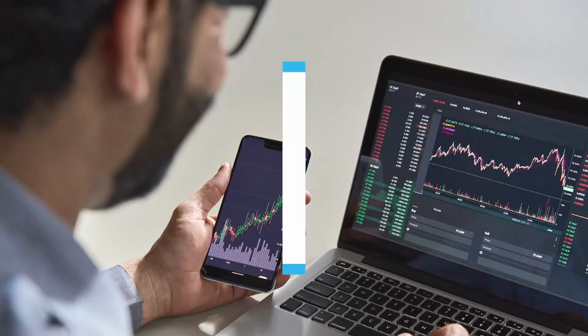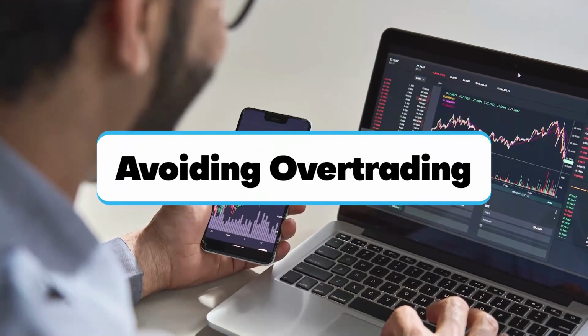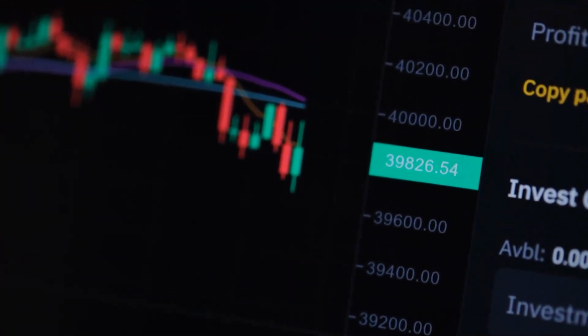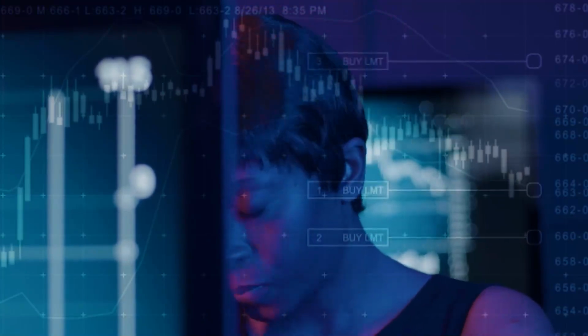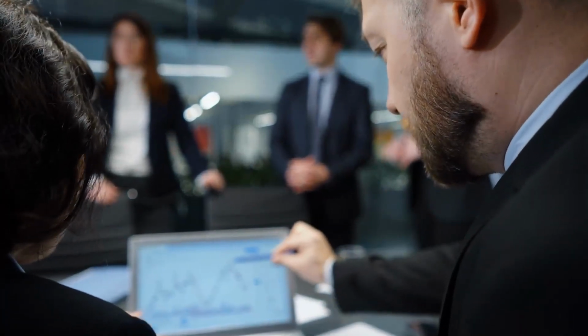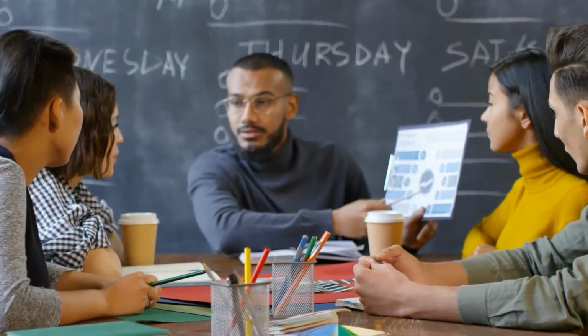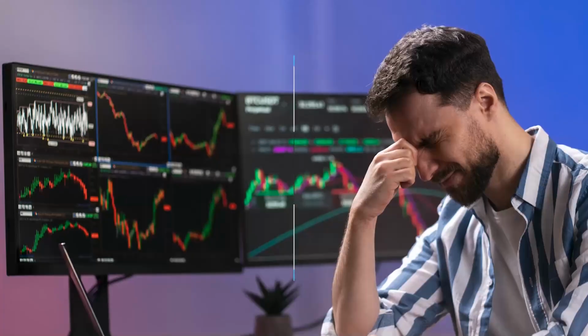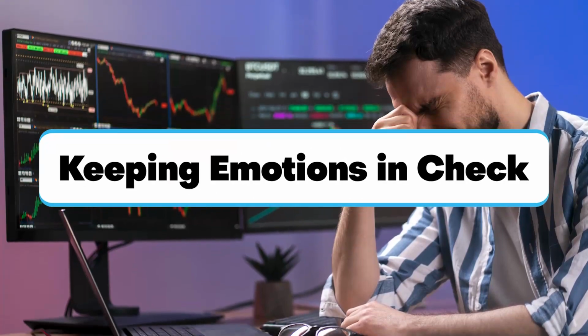Avoiding overtrading. Overtrading is a common mistake that traders make in volatile markets. Overtrading can lead to taking on too much risk, entering trades that are not based on solid strategy, and emotional decision-making. Traders should avoid overtrading by sticking to their trading plan, setting realistic goals, and avoiding the temptation to trade too frequently.